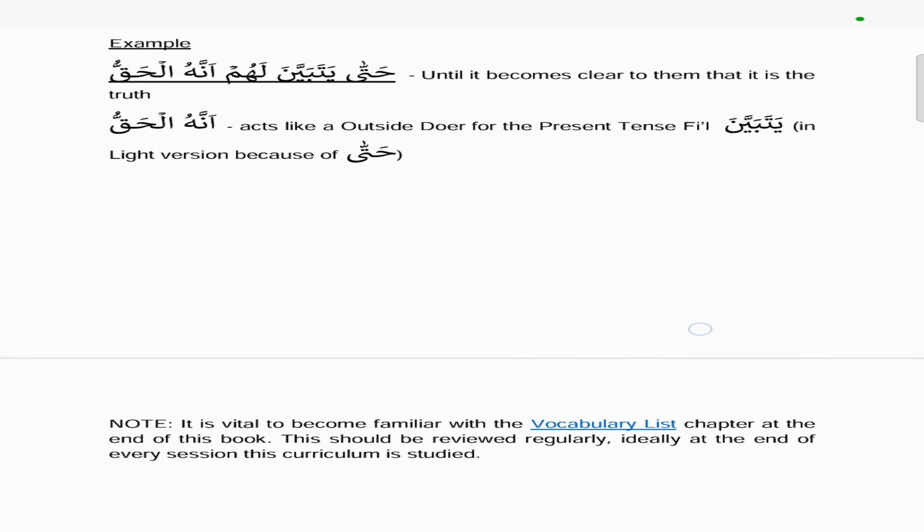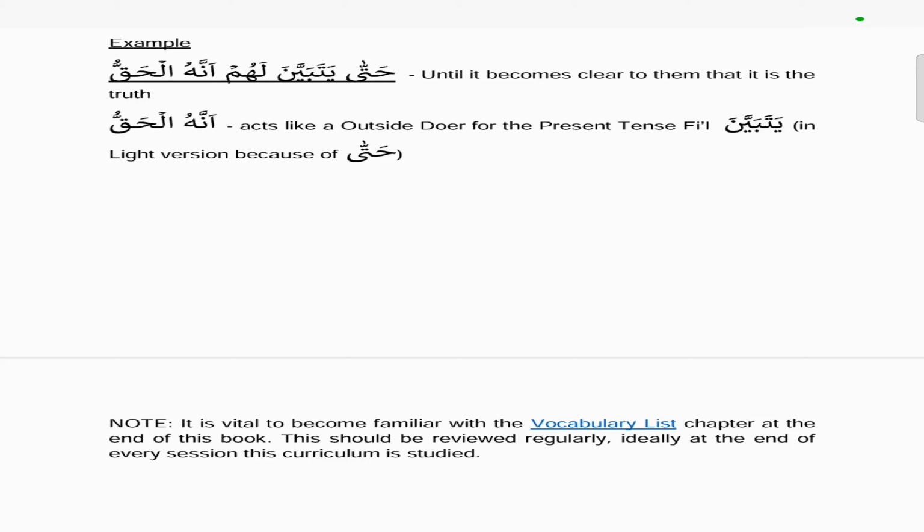So an example would be حَتَّى يَتَبَيَّنَ لَهُمْ أَنَّهُ الْحَقُّ. So this means until it becomes clear to them that it is the truth. So أَنَّهُ الْحَقُّ, this acts, because the anna, it transforms a noun sentence into a compound ism. The أَنَّهُ الْحَقُّ, this acts like an outside doer for the present tense fi'l يَتَبَيَّنَ.